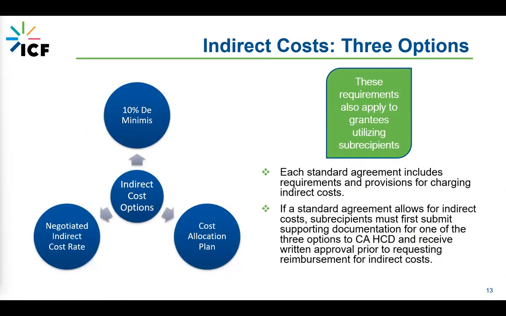For a grantee to charge indirect costs to an ESG or ESGCV award, their standard agreement must require that one of three indirect cost methods are followed and documented. The three methods are the 10% de minimis rate, a negotiated indirect cost rate agreement, or NICRA, or a cost allocation plan. Each standard agreement also includes requirements and provisions for charging indirect costs. If a standard agreement allows for indirect costs, grantees must first submit supporting documentation for one of the three options to California HCD and receive written approval prior to requesting reimbursement for indirect costs.